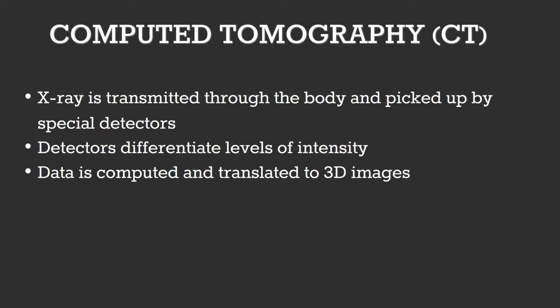In computed tomography, X-rays pass through the body and are picked up by special detectors in the scanner. The detectors differentiate levels of intensity. Higher numbers of these detectors result in clearer final images. For this reason, CT is often referred to as multi-detector or multi-slice CT scanning. 3D images and images in various planes are computed for evaluation of the heart and coronary arteries.